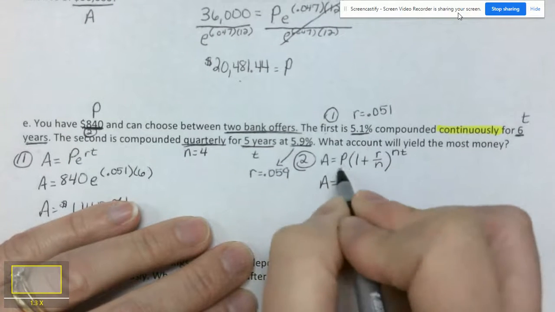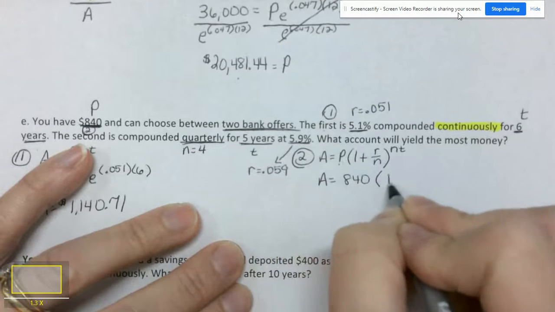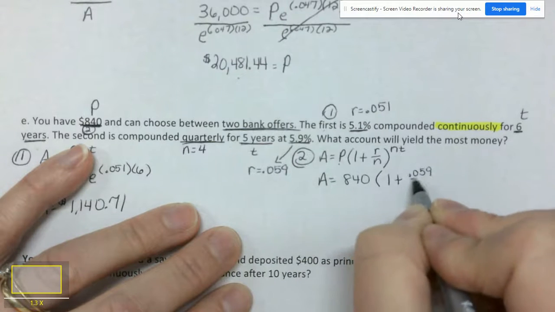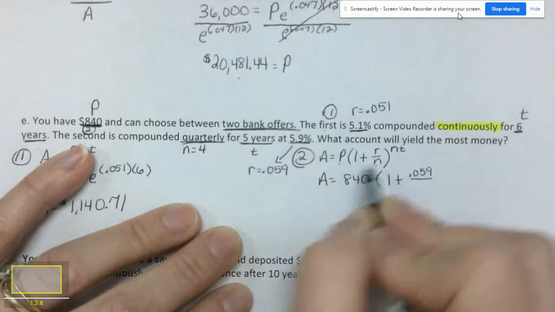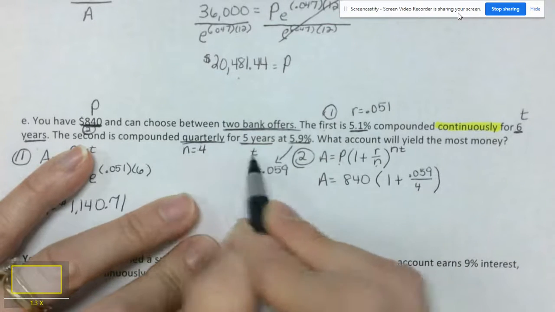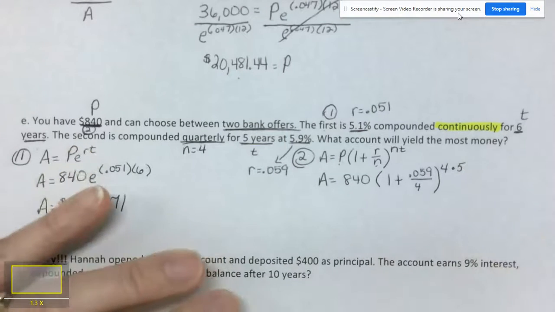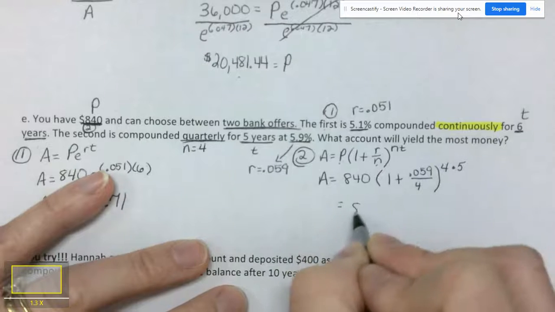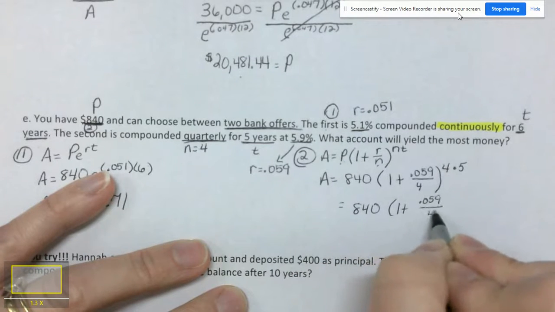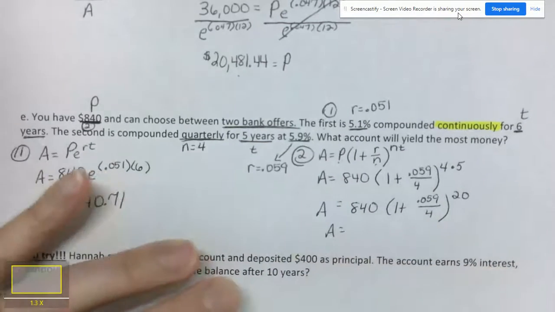Okay, so let's set this one up. I'm still looking for A. My initial amount is the 840 times 1 plus, okay, my rate is 0.059 over n, which is 4, raised to the n times t. So that's 4 times 5. Okay, I am going to simplify the 4 times 5 to 20, but I'm not going to do anything to the inside of that. All right, let's punch this in and see what we get.